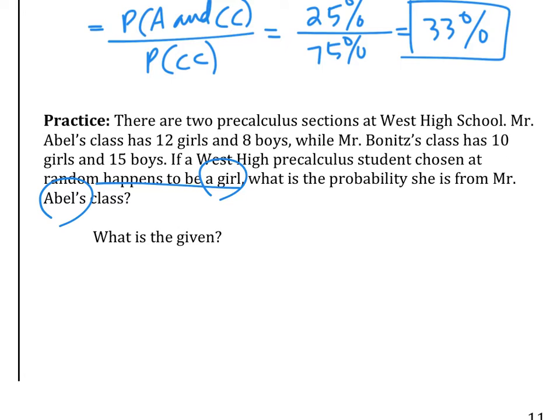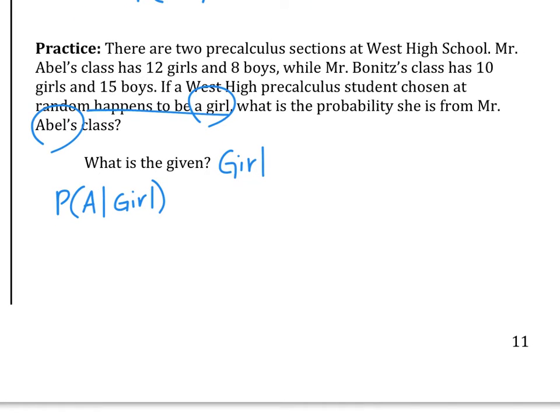Please don't think too hard. A lot of these questions use pretty much the same kind of language, so you want to just adjust yourself to the language. If the student chosen happens to be a girl, that means the girl is the given. So then you want to figure out the probability that this person is from Mr. Abel's class, given that this is a girl. The condition is that the person is a girl. What's the chance that this girl is actually from Mr. Abel's class? All right, you might want to draw out your tree diagram and then figure out this conditional probability.